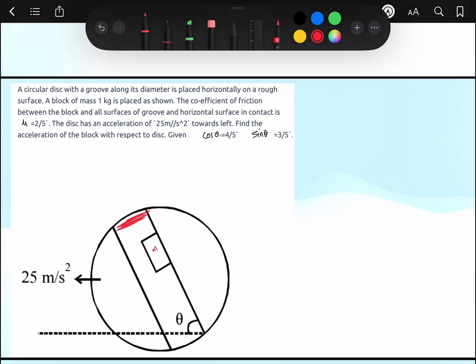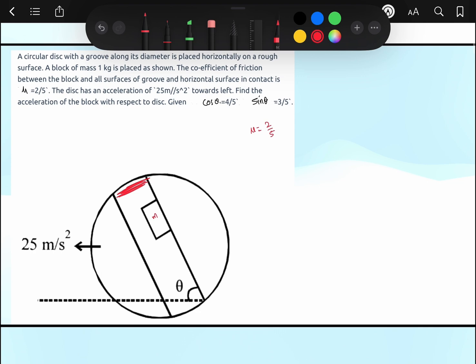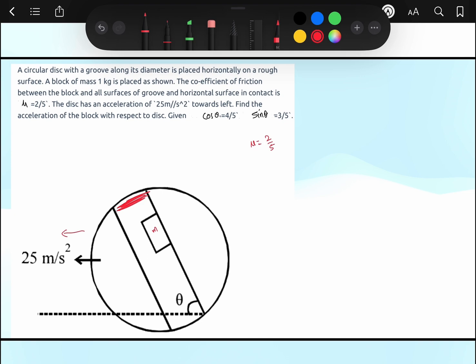And what is given? The coefficient of friction between the block and all the surfaces of the groove is 2/5. That mu is given as 2/5, right? The disc has an acceleration of 25 meter per second square in this direction as shown in the figure, towards left. We have to find out the acceleration of this block with respect to the disc, and it is given that cos theta is equal to 4/5 and sin theta is equal to 3/5, right?